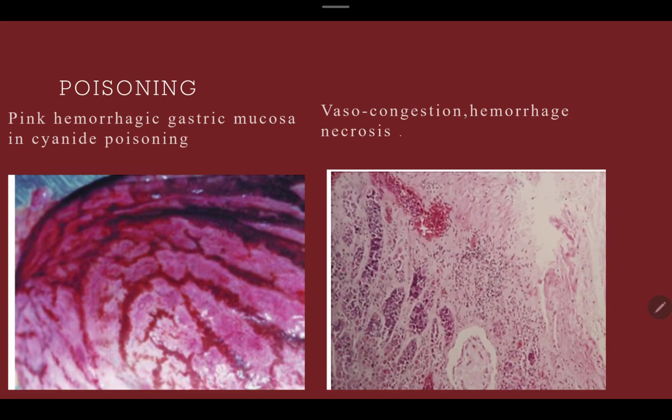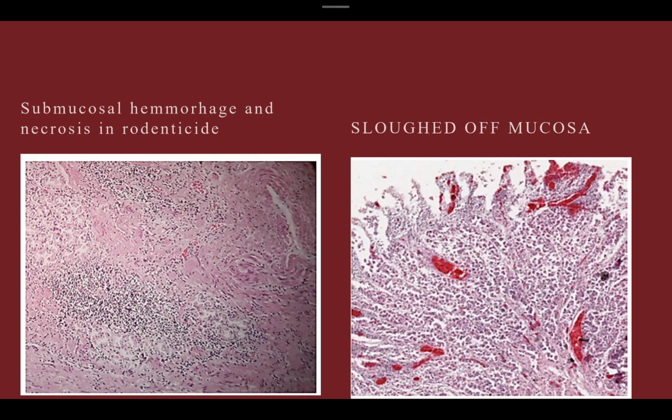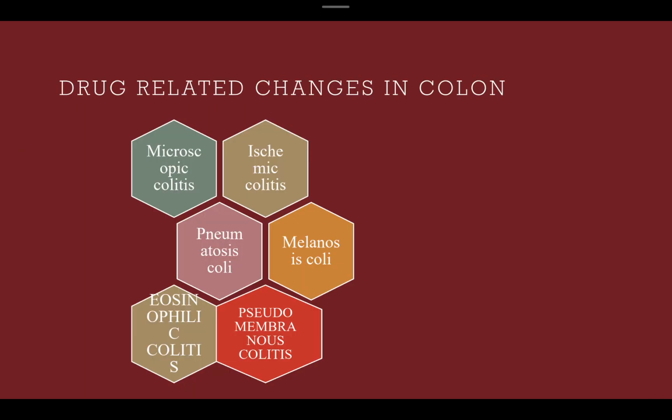Then next, cyanide poisoning. For a patient with cyanide poisoning, what features do we see? We see pink hemorrhagic gastric mucosa, vasocongestion, hemorrhage and necrosis, submucosal hemorrhage and necrosis, and sloughed off mucosa.